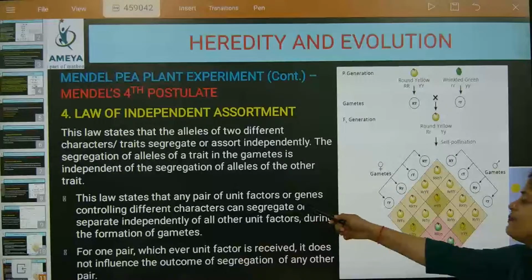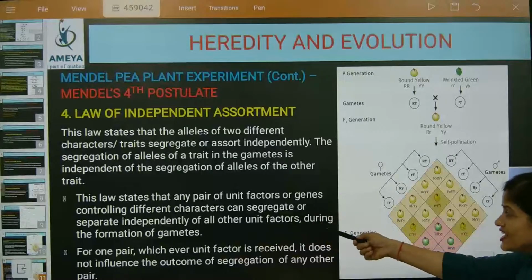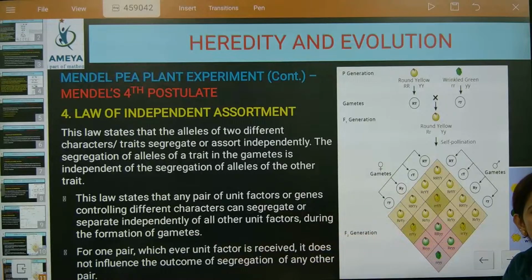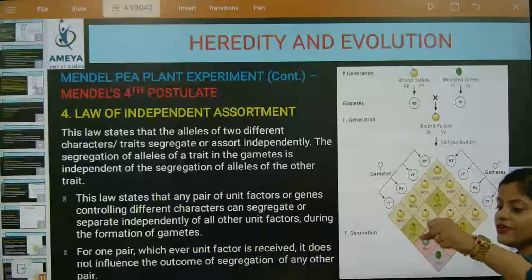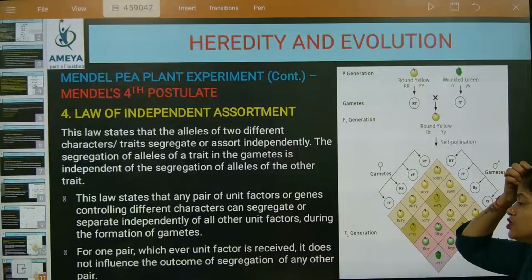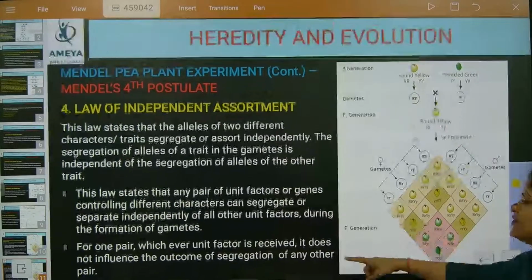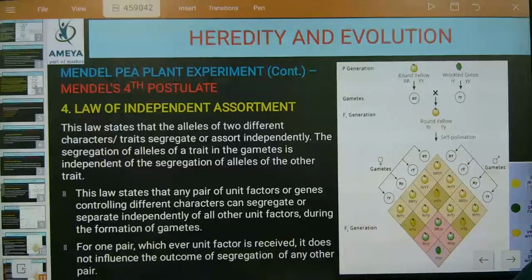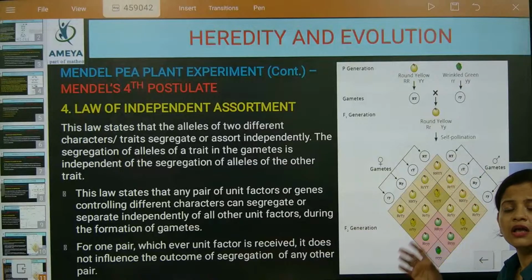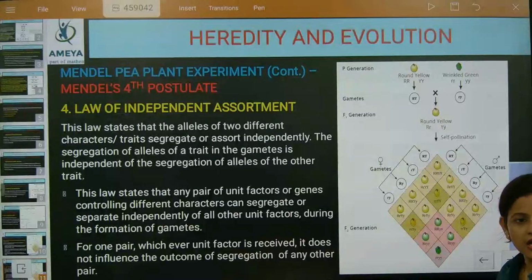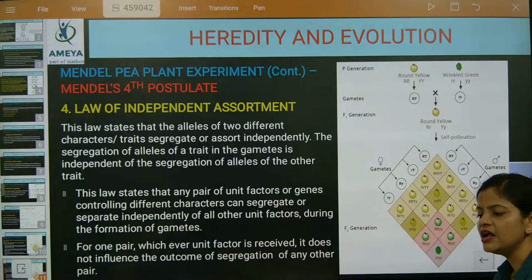This law states that any pair of unit factors or genes controlling different characters can segregate or separate independently. You don't forcefully do it. It will itself segregate and will itself choose. So that's why it is called the law of independent assortment. One pair of unit factors which is received will itself be chosen and will itself be reflected. Like round and wrinkled, yellow and green. So independently yellow and green is coming, yellow and round is coming, yellow and wrinkled is coming. Correct? So this is called the law of independent assortment.